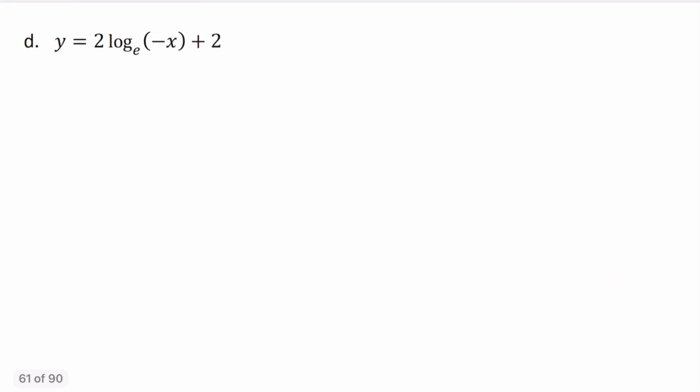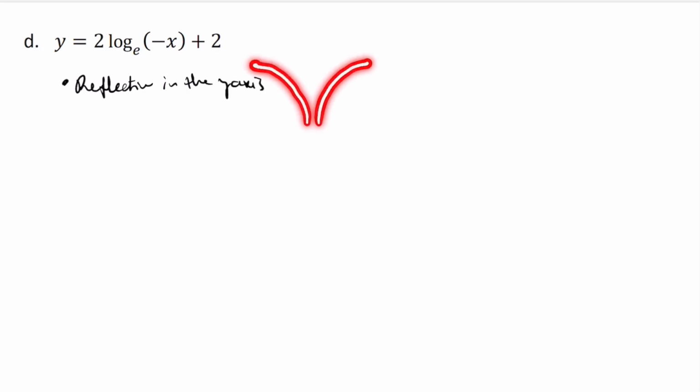Next one, y equals 2 log e of negative x, plus 2. So we've got a few things going on here. First of all, the negative in front of the x is going to be a reflection in the y-axis. So normally my graph goes like this. Now it's going to reflect in the y-axis, so it's going to look like that. And I just tried to draw a little graph for myself just so I know which direction it's going to go in.